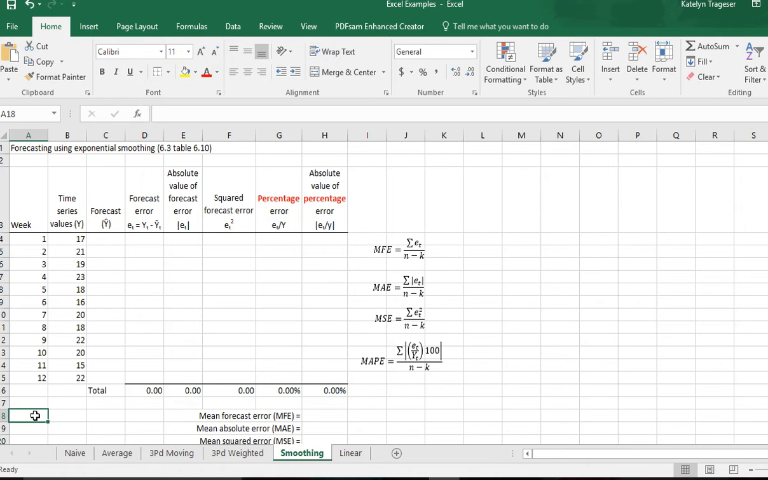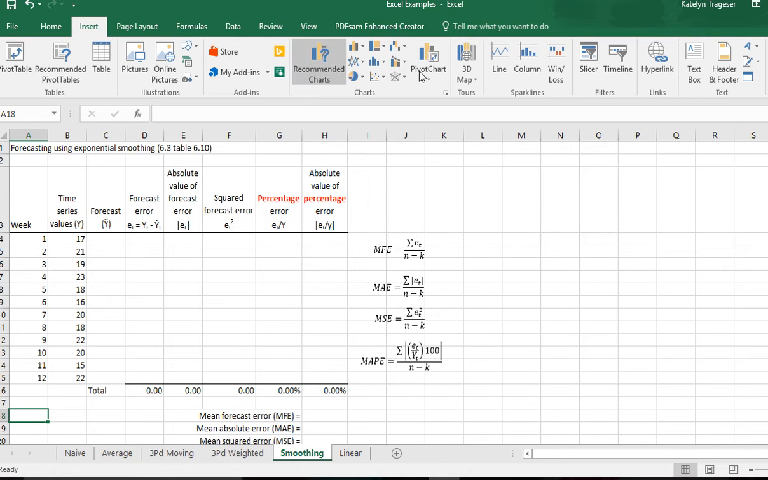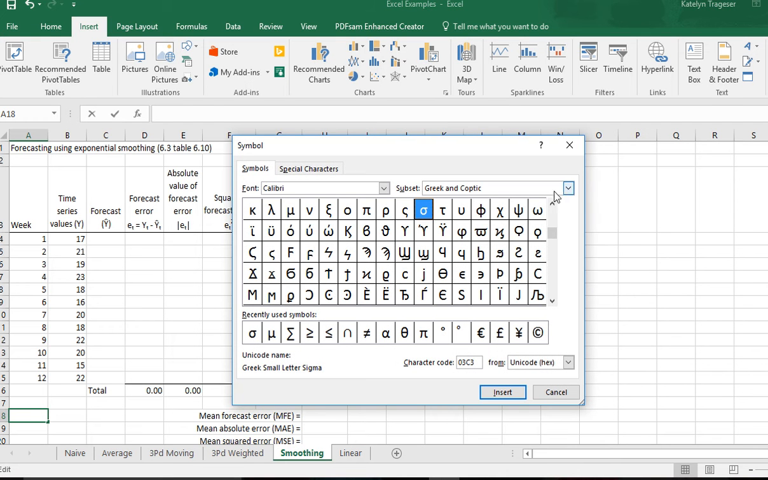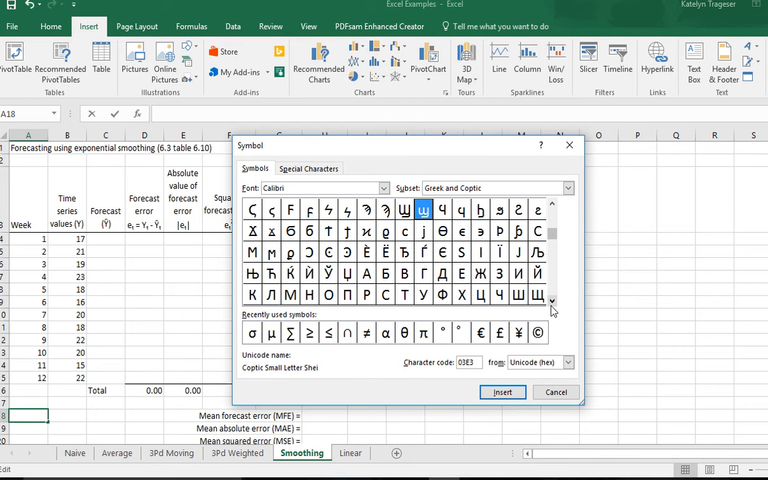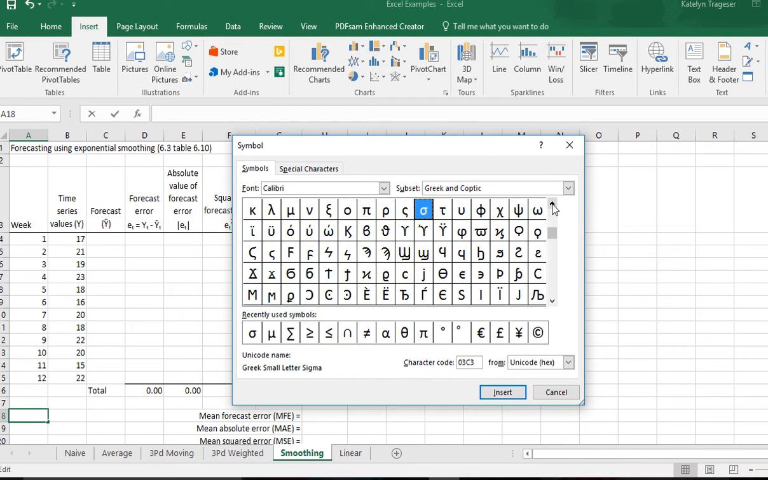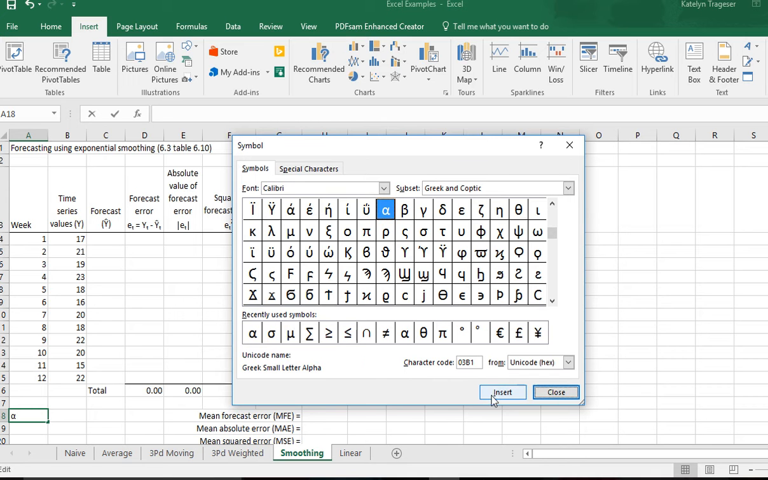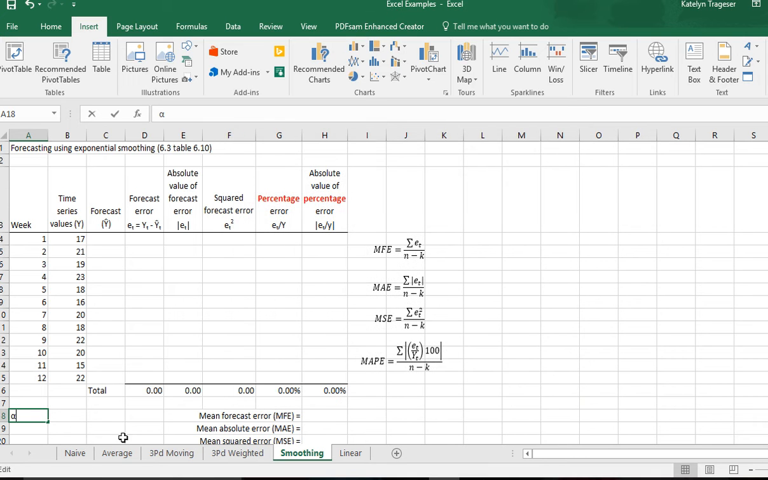So I'm going to go ahead and put that down here in our worksheet. Please take a moment to set up your worksheet. But just for a refresher, we'll go ahead and insert symbol, and we need alpha. So again, you want the Greek drop down. There it is. Insert. Close. Alpha equals 0.2.